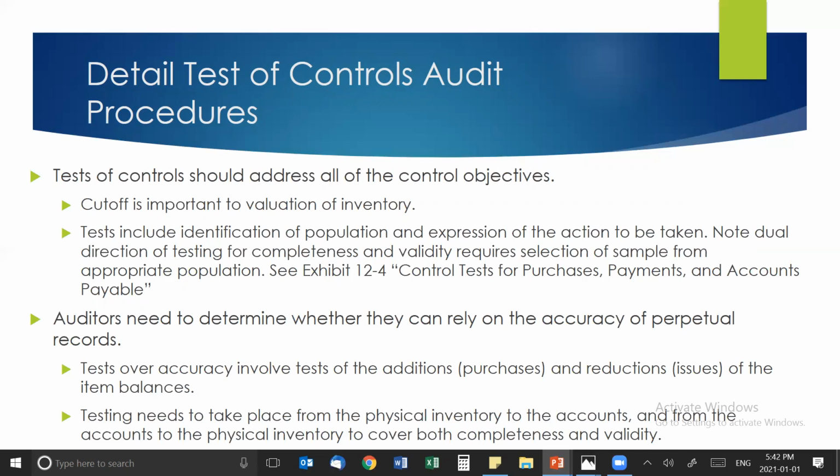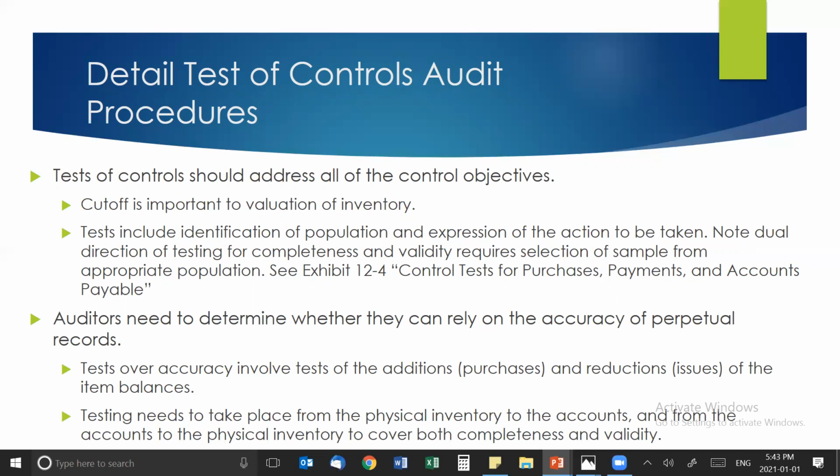Cutoff is important to do the valuation of inventory. So making sure no inventory is included at year end that should be included for the next year. Okay. Auditors need to determine whether they can rely on the accuracy of the perpetual inventory records. Okay, so you want to do the testing of any additions or purchases, any reductions of account balances. We'd have to look at that too to make sure it matches like the sales, for example.